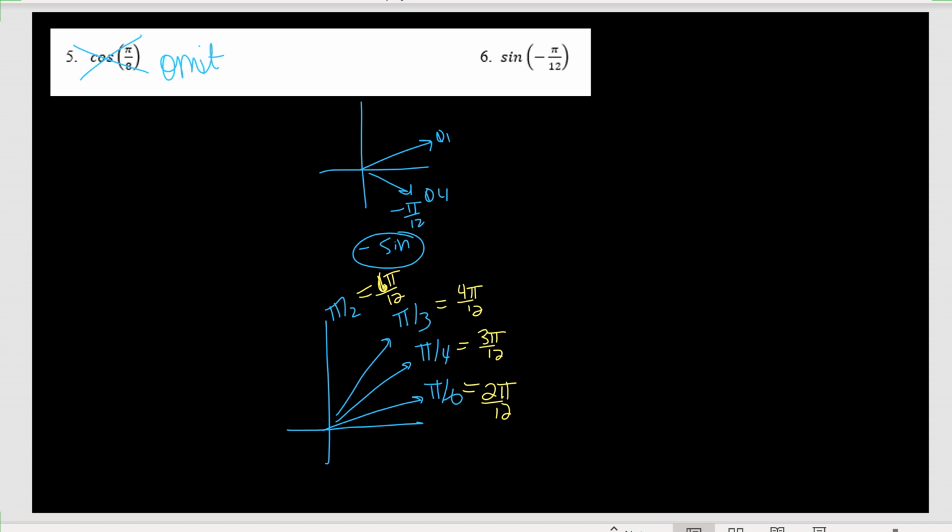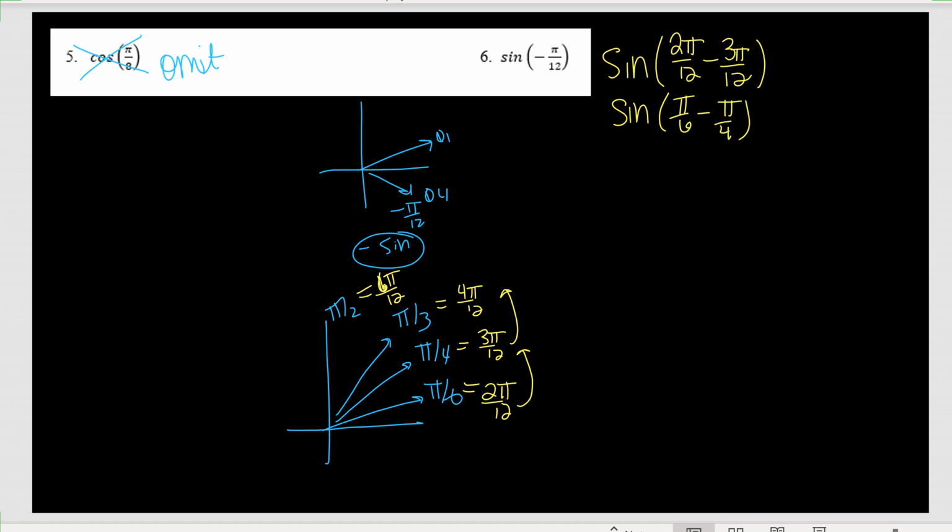Okay, so I need to pick 2 of them that when I subtract, give me a negative pi over 12. So I can do 3 pi over 12 minus 4 pi over 12, or I can do 2 pi over 12 minus 3 pi over 12. It truly doesn't matter. You pick whichever one you like. Let's do sine of 2 pi over 12 minus 3 pi over 12. That's what we're going to do, and we're going to expand that difference formula for sines. I'm going to go back and rewrite this in terms of the values we have on the unit circle, so I remember which ones to look at to get those x and y coordinates. So sine of pi over 6 minus pi over 4.